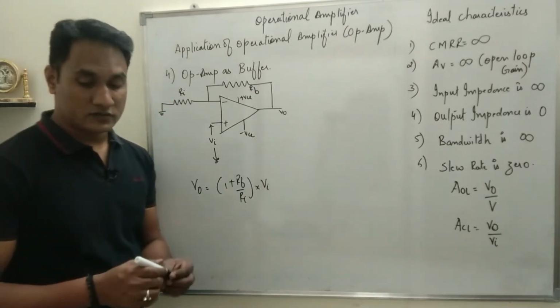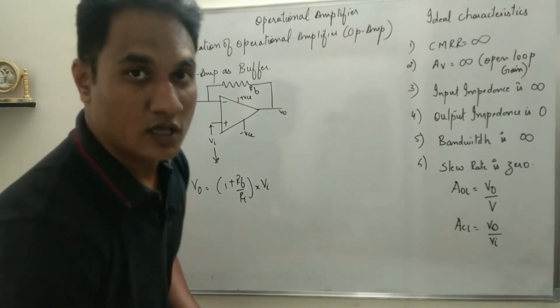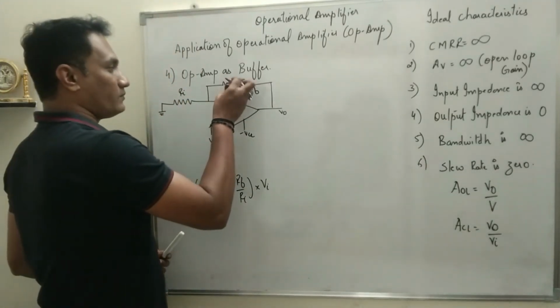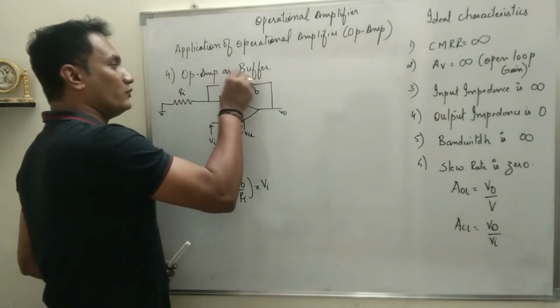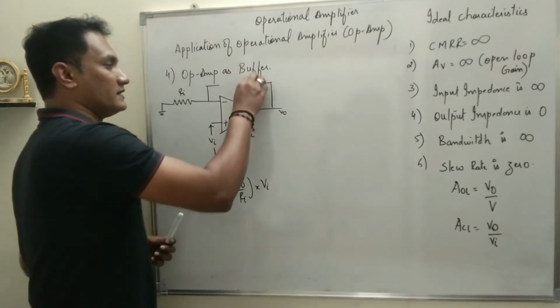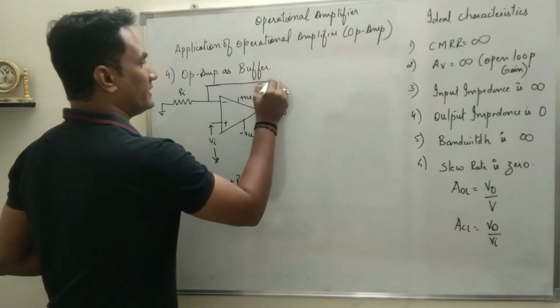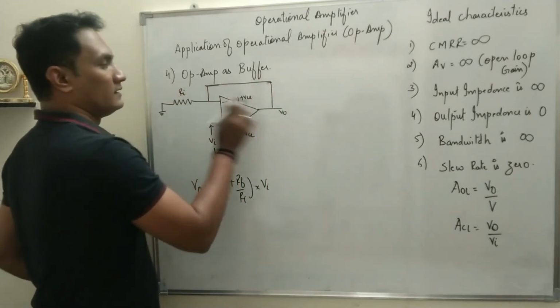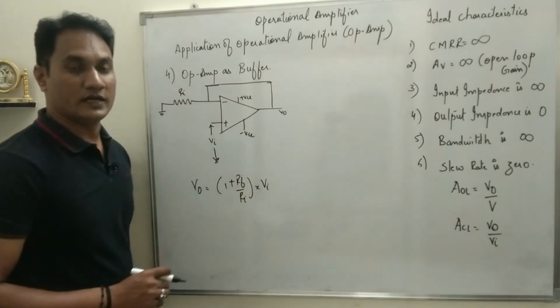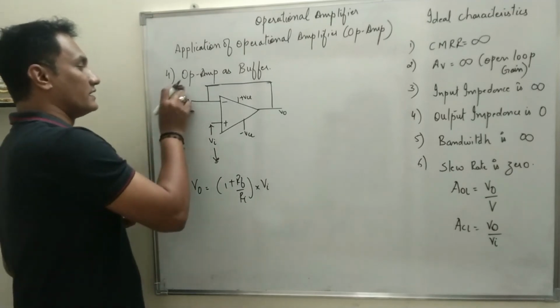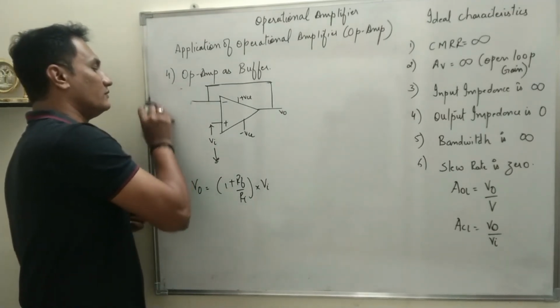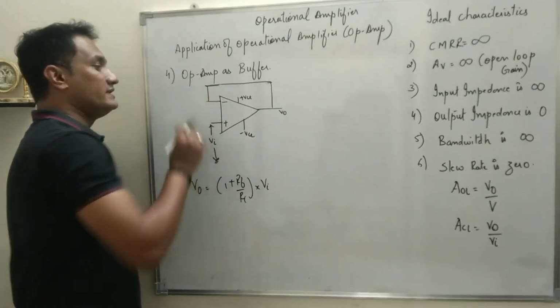Now see the modification which I'm going to do. Instead of connecting the output through a feedback resistance, I will connect the output directly to the input, and when that happens, this input resistance is now insignificant.